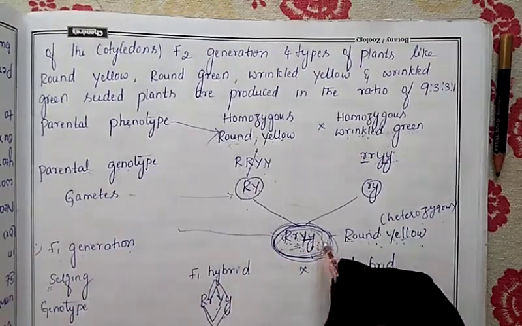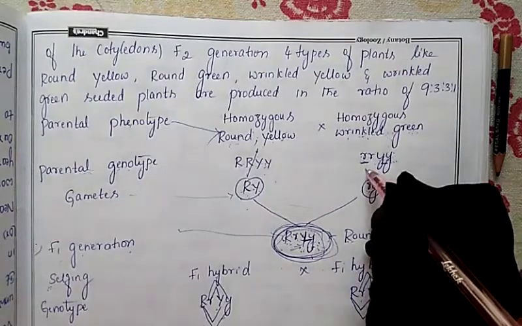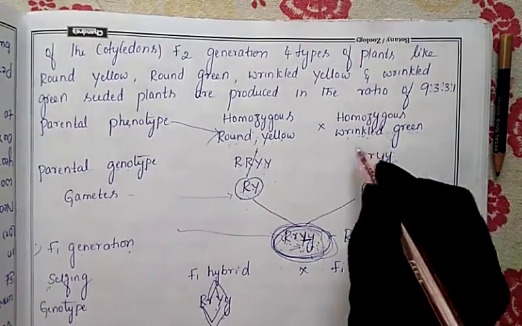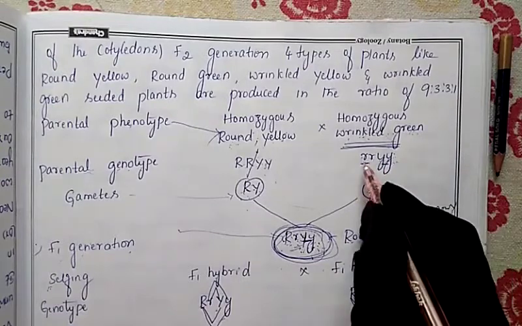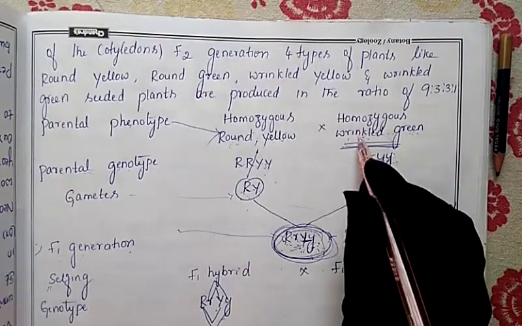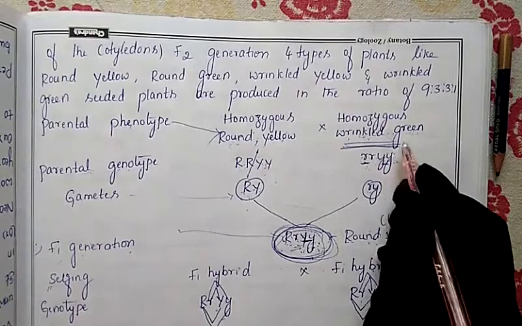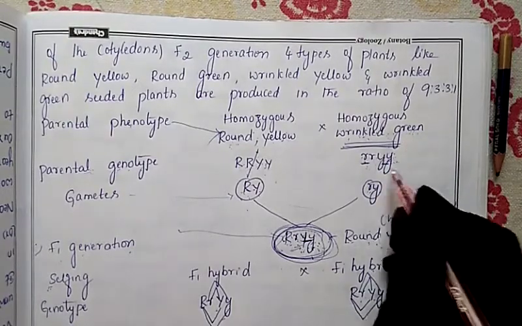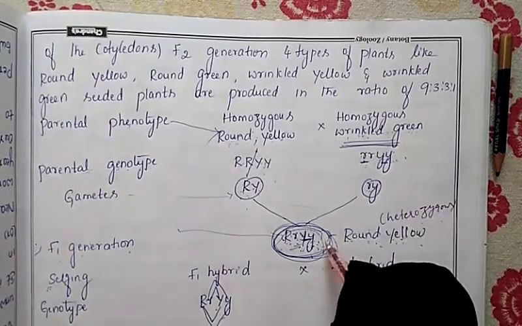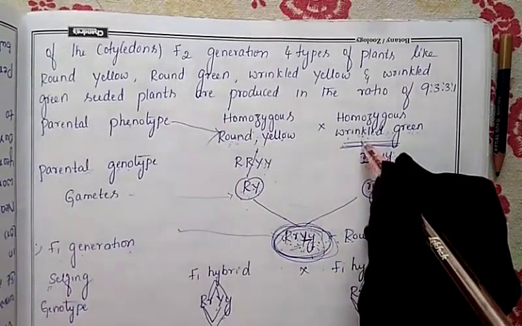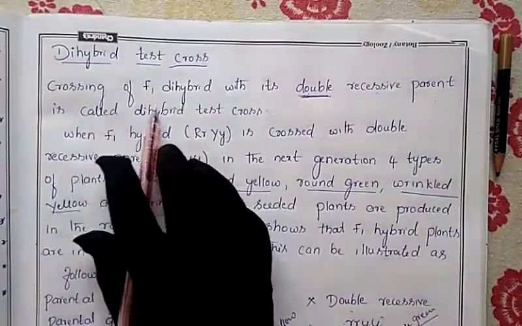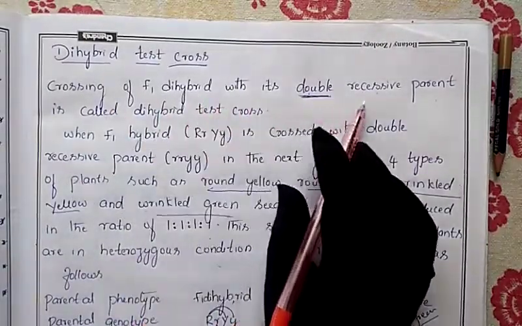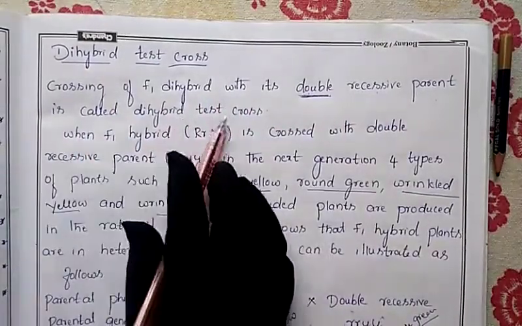Now the dihybrid test cross means crossing the F1 hybrid with a double recessive parent. Who is the double recessive parent? This is the double recessive parent: small r, small y. Small r is the wrinkled condition and small y is green in color. That is the recessive parent. So crossing the F1 hybrid with a double recessive parent is called the dihybrid test cross.